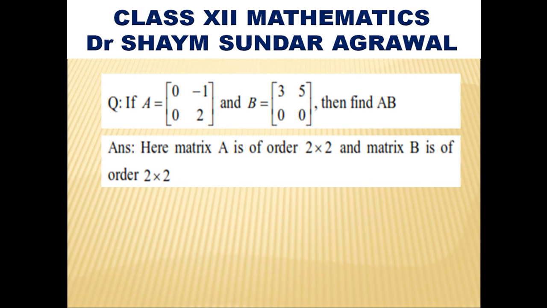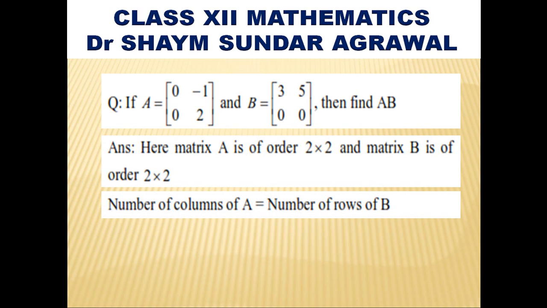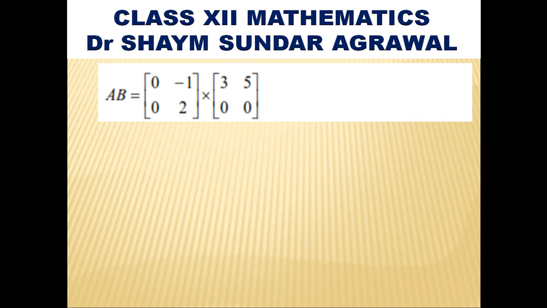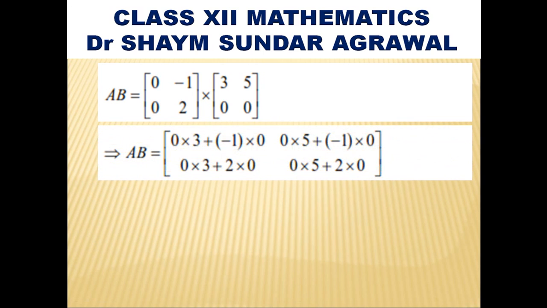So, 0 minus 1 0 2 into 3 5 0 0. So, let us take first row with first column and then second column. So, 0 into 3 plus of minus 1 into 0, 0 into 5 plus of minus 1 into 0, then second row: 0 into 3 plus 2 into 0, 0 into 5 plus 2 into 0, that is equal to 0 0 0 0, a 0 matrix.